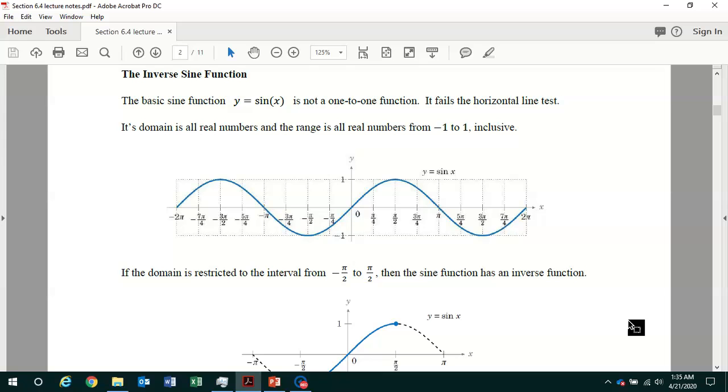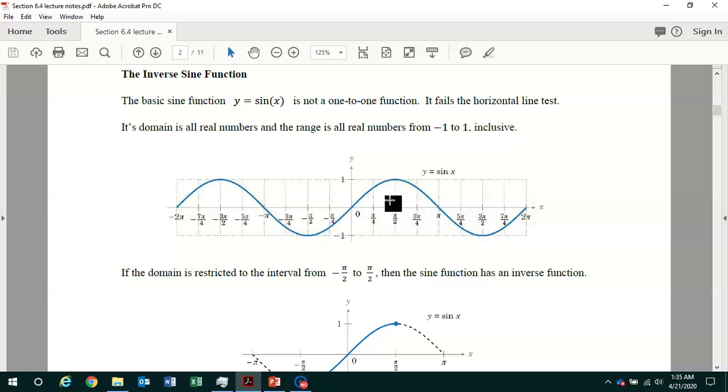Class, in this video, we learned about the inverse sine function. The basic sine function, y equals sine of x. We learned how to graph the sine function, the cosine function, and the tangent function back in section 5.3. So the basic sine function, y equals sine of x, is not a one-to-one function. It fails the horizontal line test.